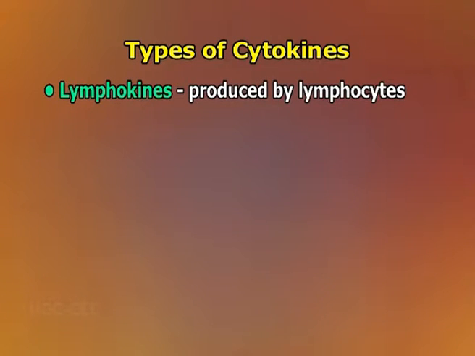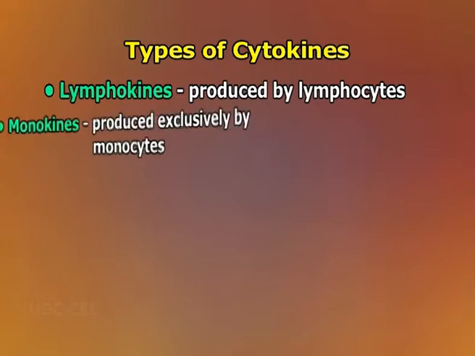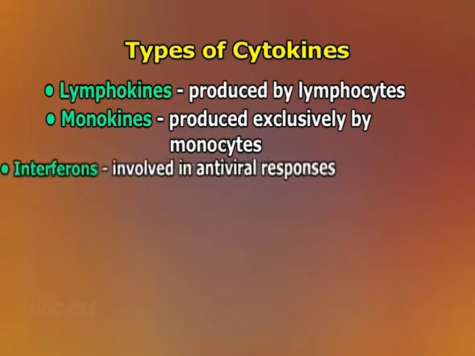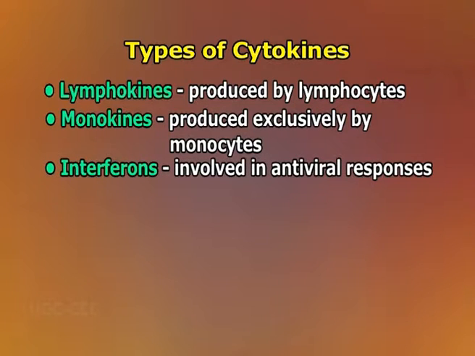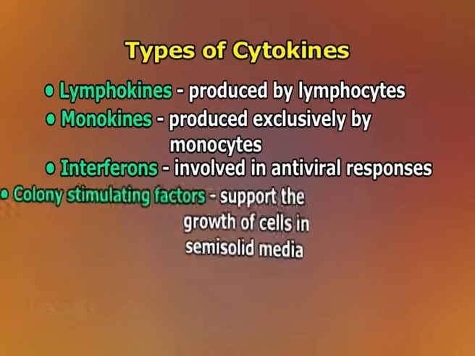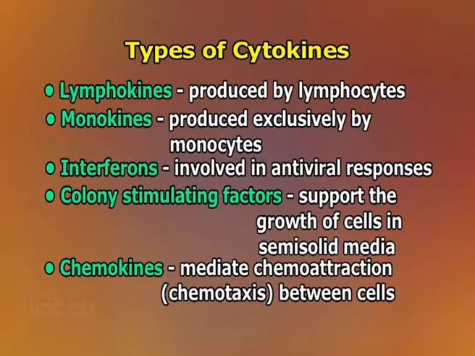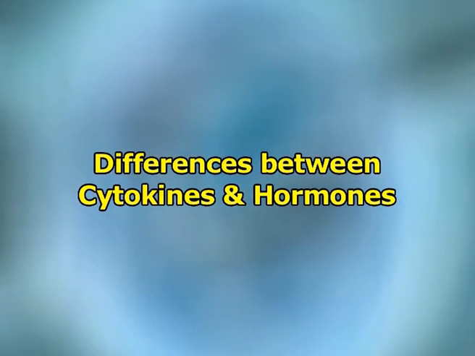Lymphokines are produced by lymphocytes, monokines are produced exclusively by monocytes, interferons are involved in antiviral responses, colony stimulating factors support the growth of cells in semi-solid media, and chemokines mediate chemoattraction, that is chemotaxis, between the cells. Let us have a look at the differences between cytokines and hormones.